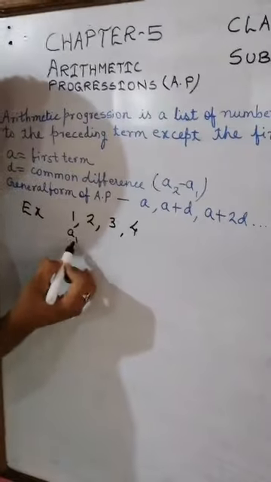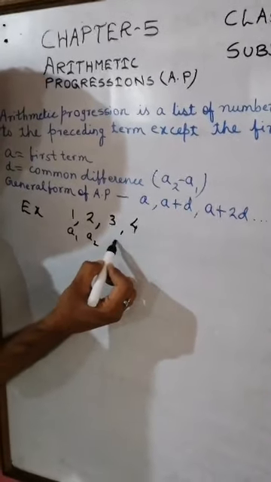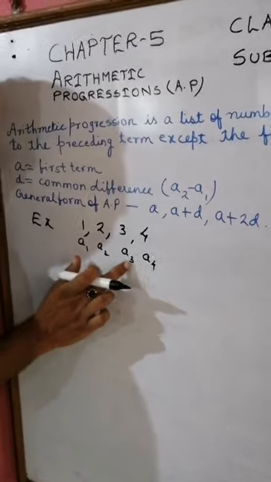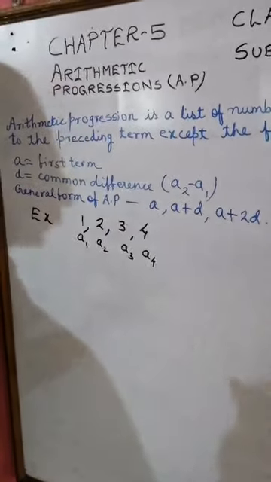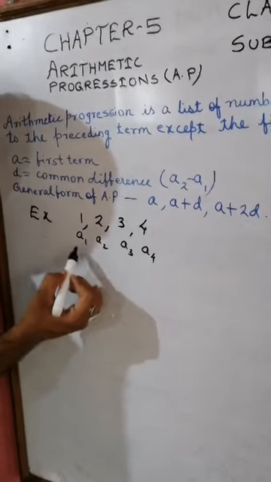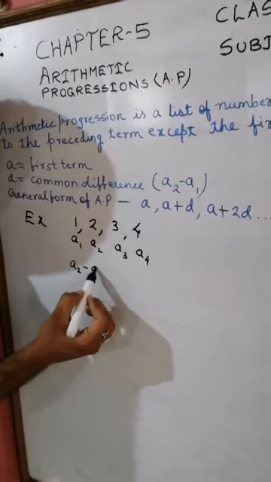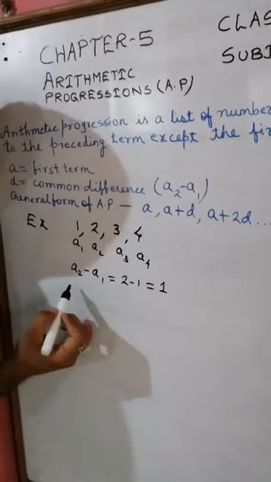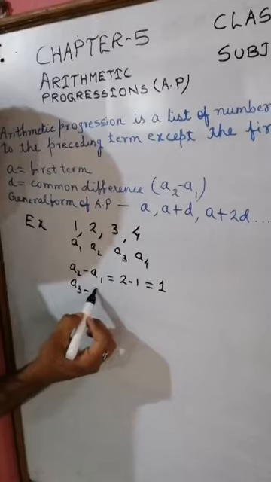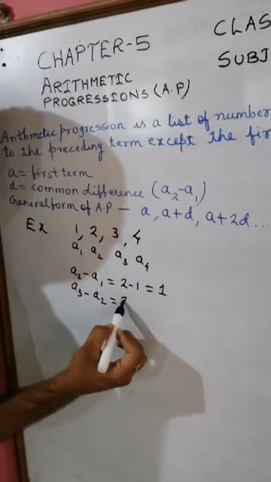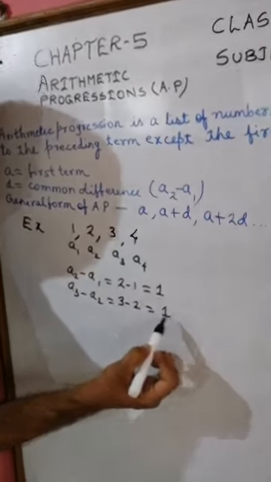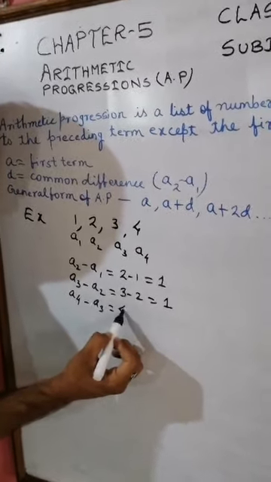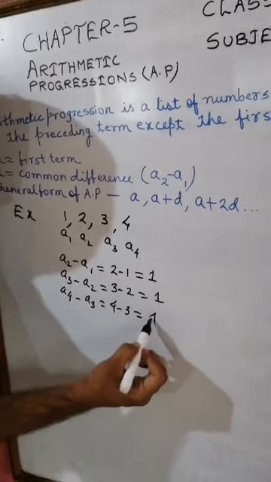The first number we denote with A1, this one A2, this A3, and this A4. These A1, A2, A3, A4 are written to make you understand. Now, if we subtract A2 minus A1, it will be 2 minus 1, equal to 1. A3 minus A2 is 3 minus 2, again 1. A4 minus A3 is 4 minus 3, again equal to 1.